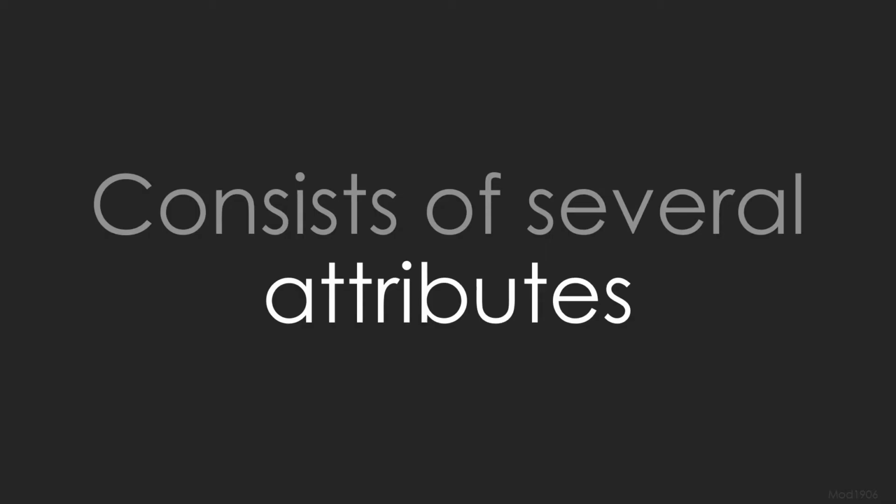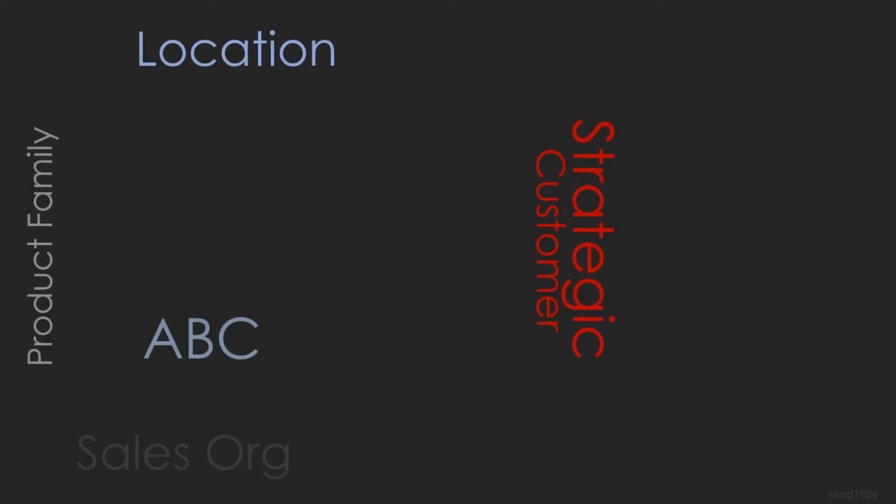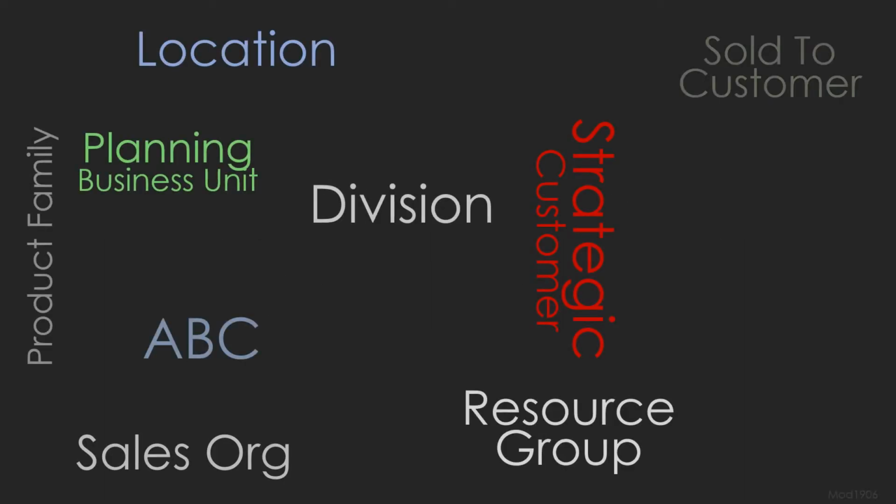IBP consists of several attributes. There are probably 300 plus attributes. Here's just a sample of them. This is just a way of rolling up data by a certain level.